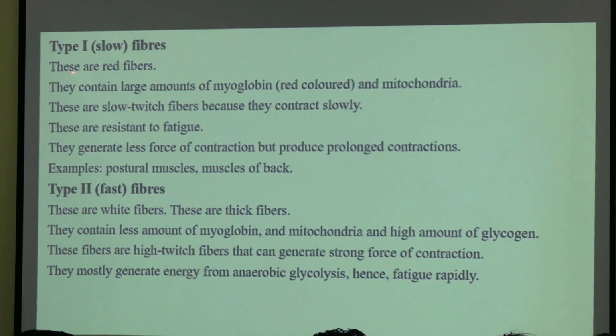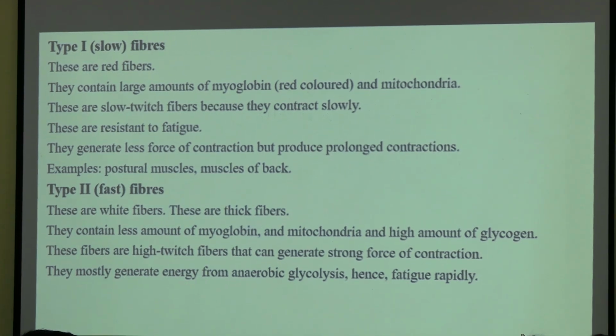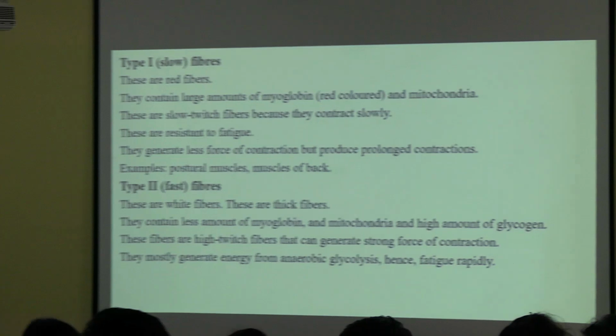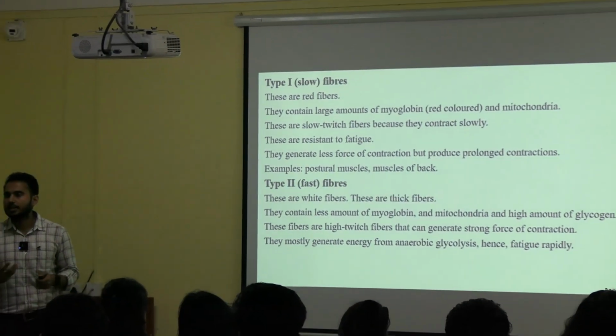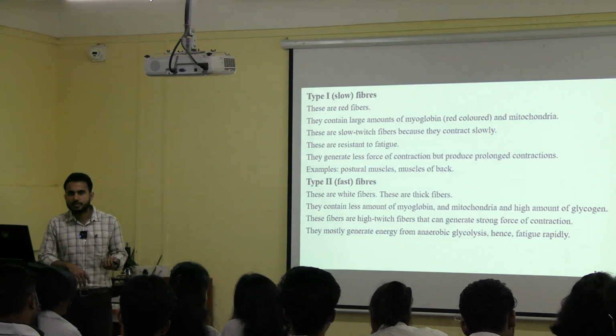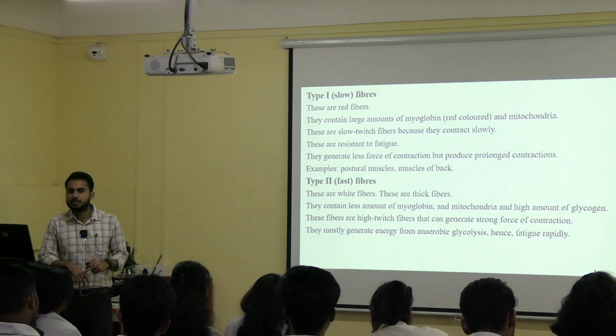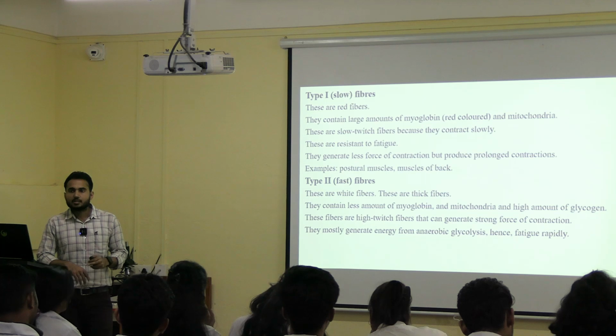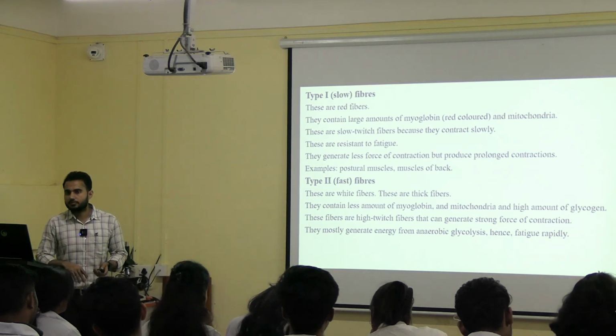Next, you know that two types of fibers are there, type 1 and type 2, and another type called the intermediate type. In skeletal muscle, the fiber types depend on how they contract: fast twitch fibers, slow twitch fibers, and intermediate. The appearance of those fibers is also different.